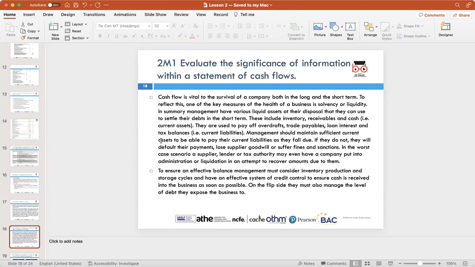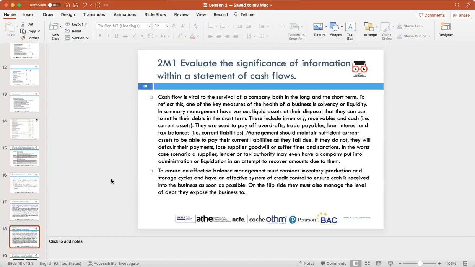Current liabilities, tax balances, for example, current liabilities. So management should maintain sufficient current assets to be able to pay their current liabilities as they fall due. If they do not, they will default on their payments, lose supplier goodwill, or suffer fines and sanctions. In the worst case scenario, a supplier, lender, or tax authority may even have a company put into administration or liquidation in an attempt to recover amounts due to them.